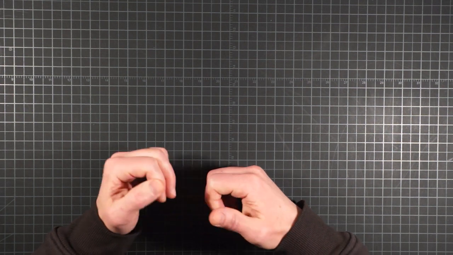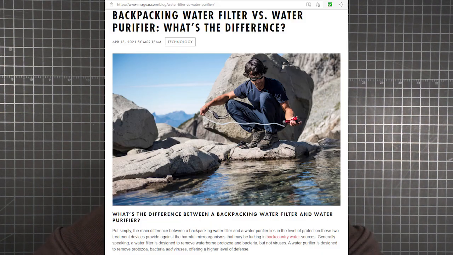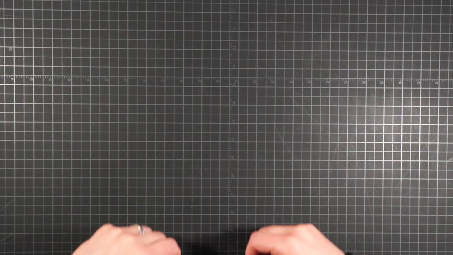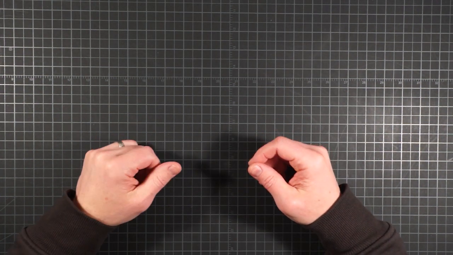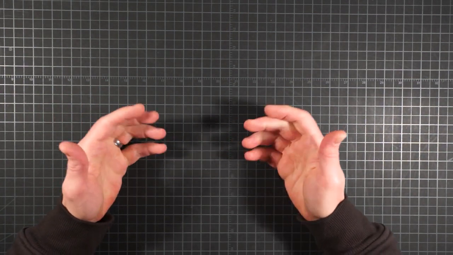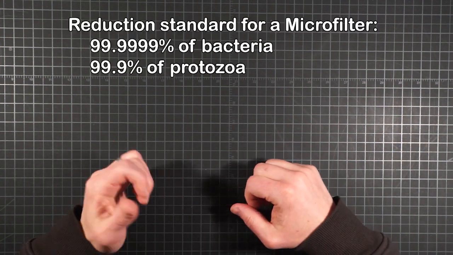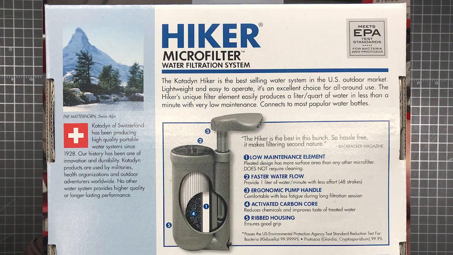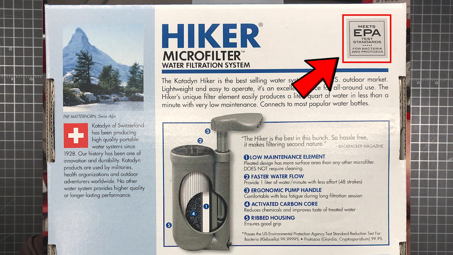As far as the difference between a purifier and a microfilter, MSR has a blog post that sums it up succinctly. While a purifier must remove all 3 pathogen types, a microfilter only needs to handle protozoa and bacteria. This video is specifically about microfilters, and I'll have to push viruses and purifiers into the next episode. So for our purposes here, the standard for a microfilter is 6 log removal of bacteria and 3 log removal of protozoa. And that means if your filter captures 99.9% of the Giardia in your water pouch, it can proudly display that meets EPA standards for protozoa logo on the box.